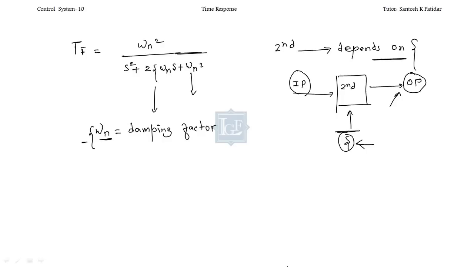So now let's start. We'll apply different inputs to the system. This is the second order system. We'll apply unit impulse, unit step, ramp and parabola, and we'll see the output, correct? So first we'll see the impulse response of the second order system.